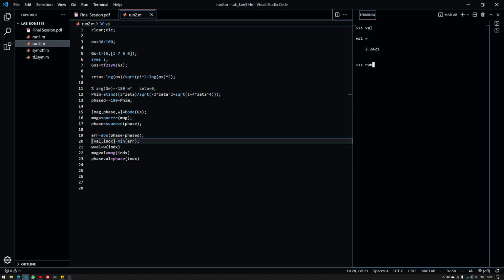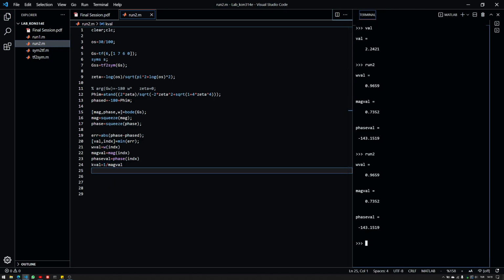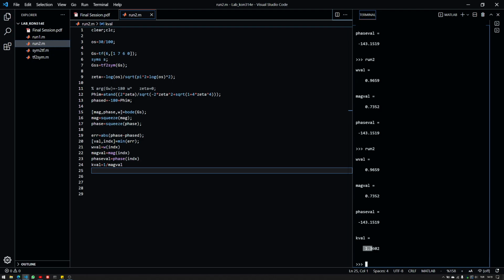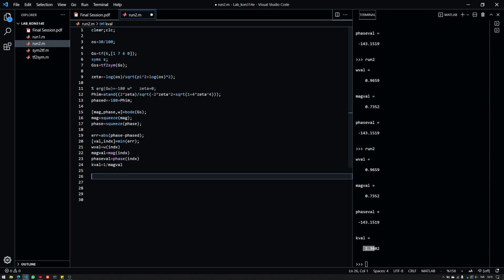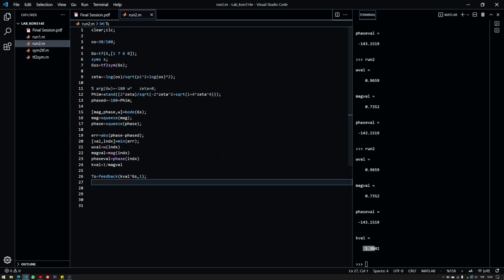But now, let's see what we have. Now we have the omega value, the magnitude, and the phase value. So basically what we should do now is calculate K by taking the inverse of the mag val. And that should be basically it. So it is 1.36. So we can quickly check if it's true or not, and the way that we would do this would be through the feedback command, of course. But you can also check using plain calculations, and I'll show you that.